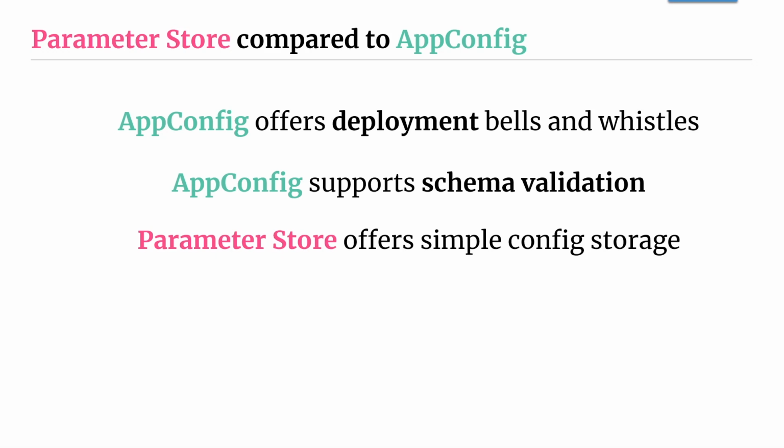So at this point, I want to take you into the AWS console, and I want to show you how to use Parameter Store to access values from a Lambda function. So let's go over and do that now.